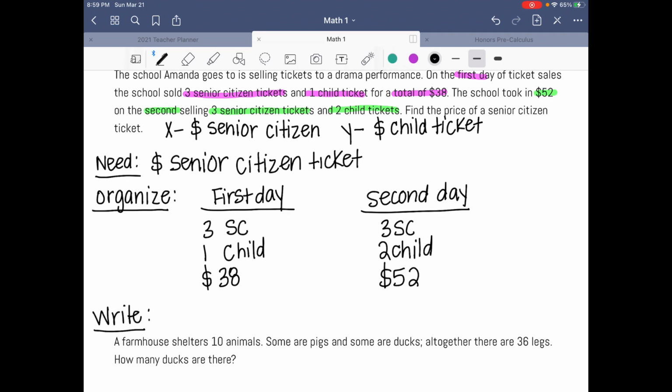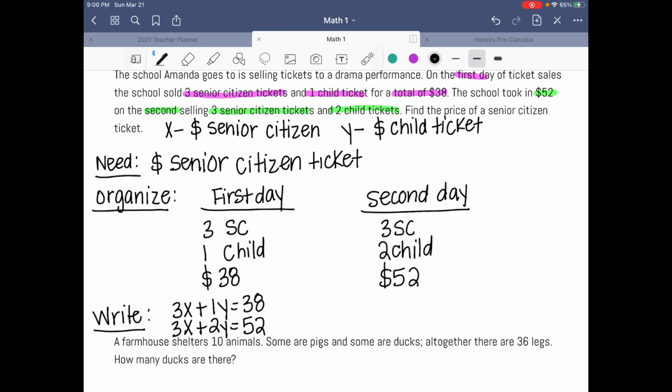So now that we've organized this, we're going to write our equations. We know that 3 senior citizens is 3x, plus 1 child ticket, y, is equal to 38. On the second day, we have 3 senior citizens plus 2 child tickets, 3x plus 2y, and that's going to equal 52.